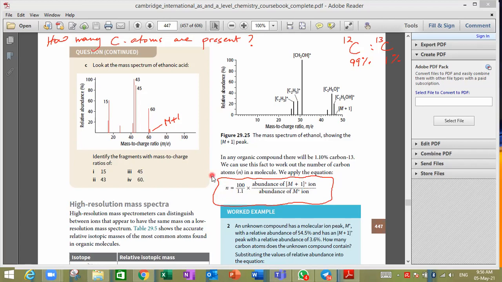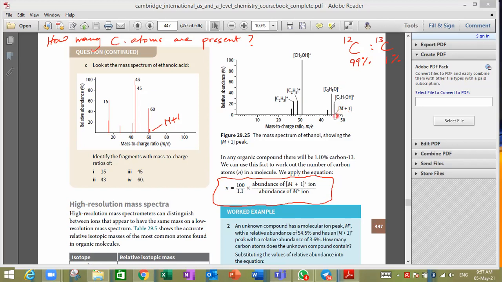Okay, understand? Miss, I just have one question. Yes. If they give us a molecule, but you don't know the formula and you don't know the name, and they show us the peak, if there's going to be an M+1 peak, how will I know where the actual molecular mass of the ion is?